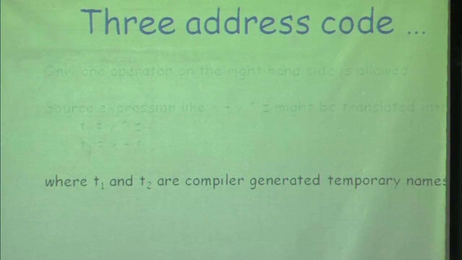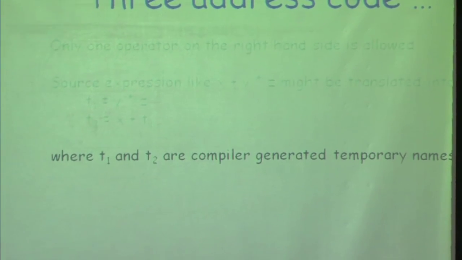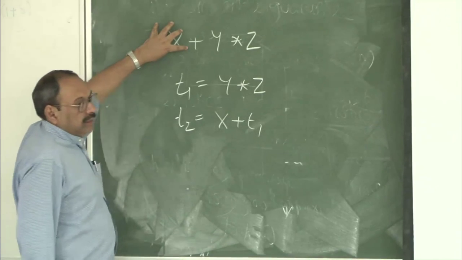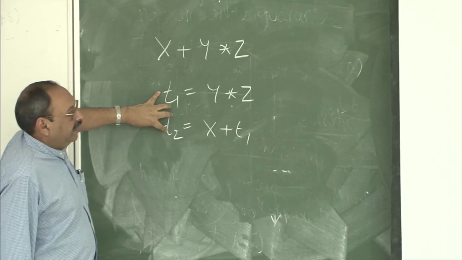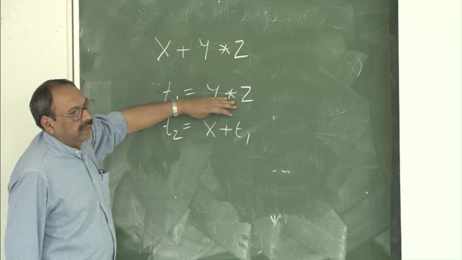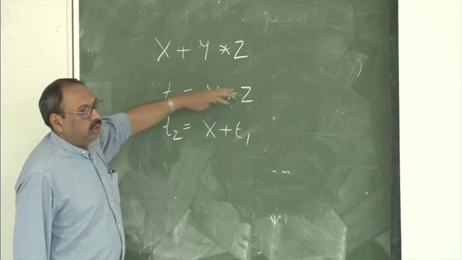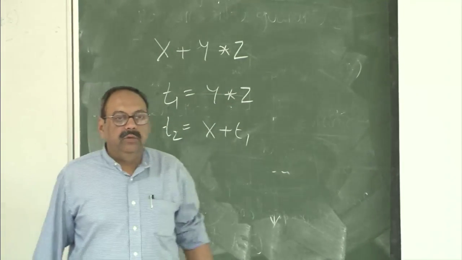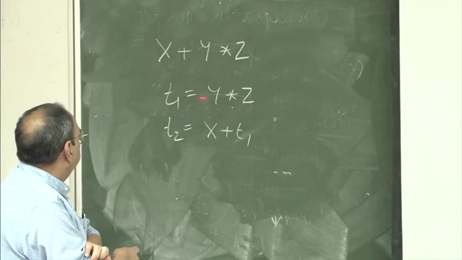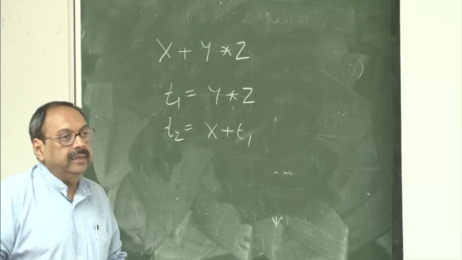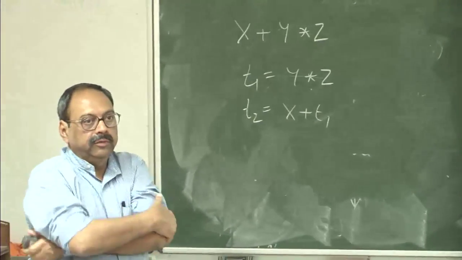Now, immediately at this point of time, what should bring a bell is that when I say that I am now trying to convert an expression like this into a three address code, okay, you can really see what I am doing here at machine level. So this is not really machine code, but at machine level, what is it that I am doing? What kind of code will I end up generating for T1 being assigned Y star Z at machine level?